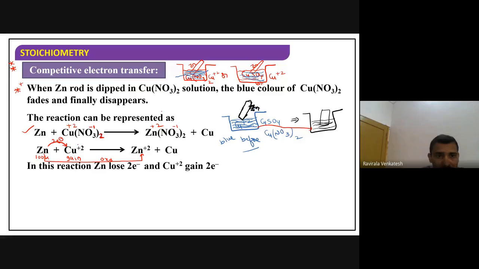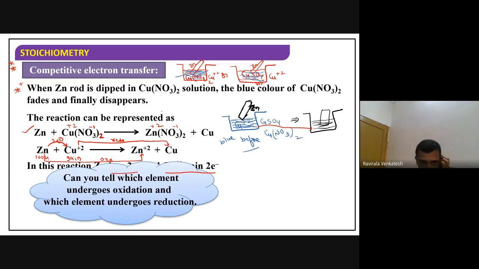Okay. Now copper plus 2 is gaining electrons. Copper plus 2 converting into copper is called what here? Reduction reaction. So zinc lost 2 electrons, copper gained 2 electrons. So it is a best example. What reaction, beta? Redox reaction. Now, question: can you tell which element undergoes oxidation and which undergoes reduction? Zinc undergoes oxidation, copper plus 2 undergoes reduction.